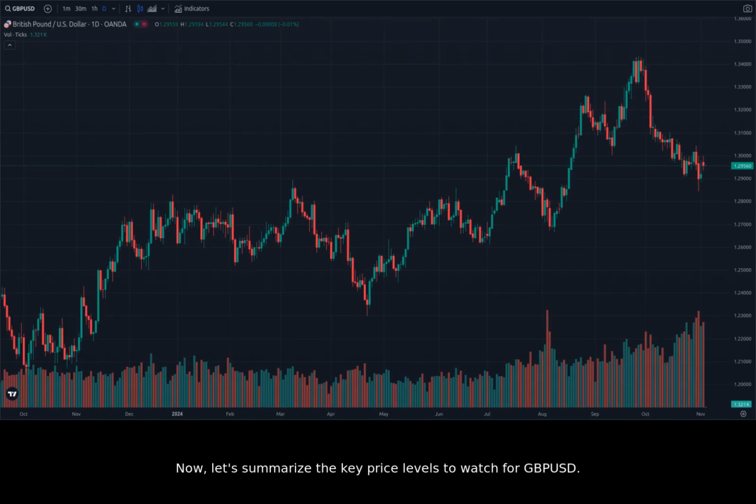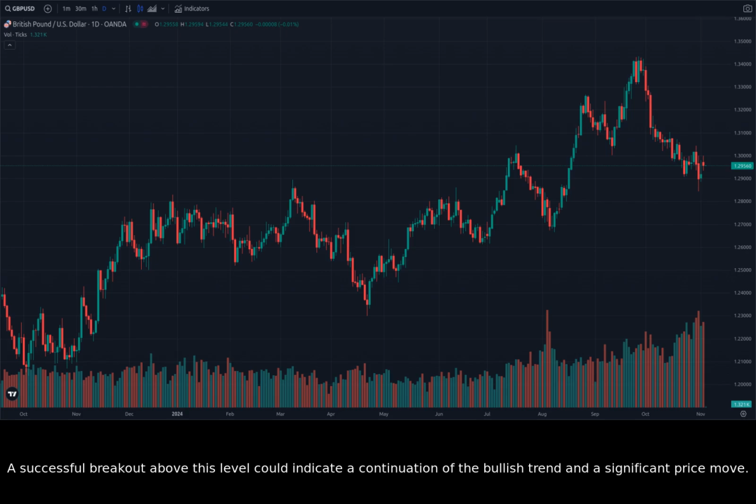Now, let's summarize the key price levels to watch for GBPUSD. On the daily chart, the 1.2500 level appears to be a strong support level. A break below this level could signal a change in trend and a potential shift towards bearish sentiment. On the other hand, the 1.3000 level is a crucial resistance level. A successful breakout above this level could indicate a continuation of the bullish trend and a significant price move.